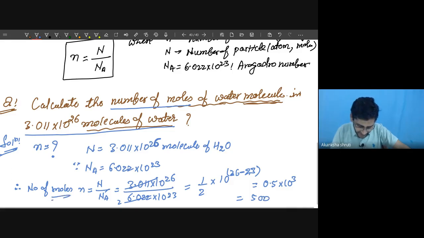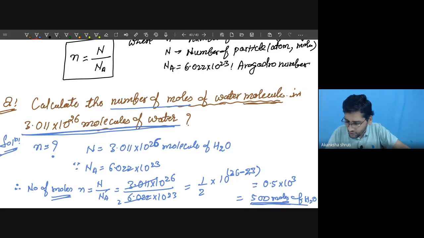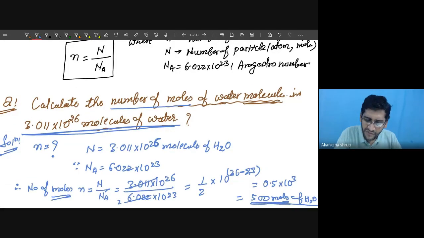What is this? 500 molecules of H2O? No, student, the molecules were not given in this much. We have calculated the 500 moles of water. Okay, this way we can calculate the moles.